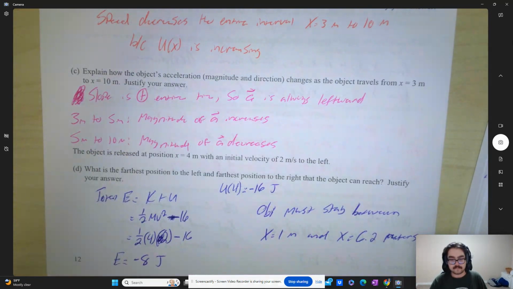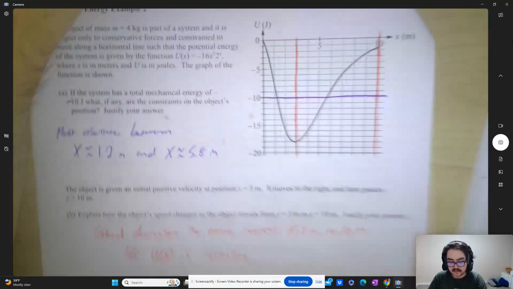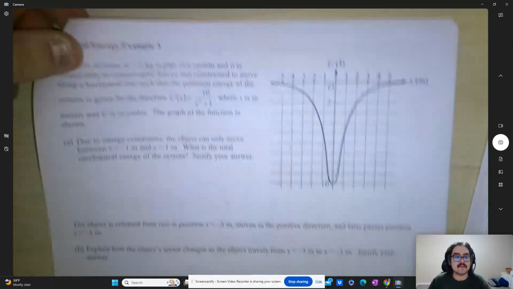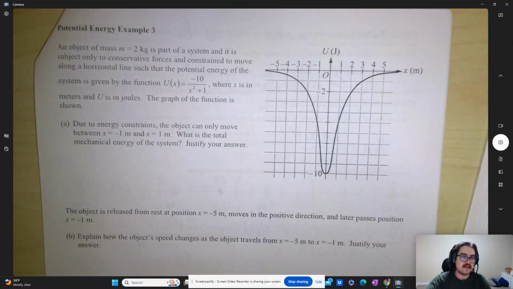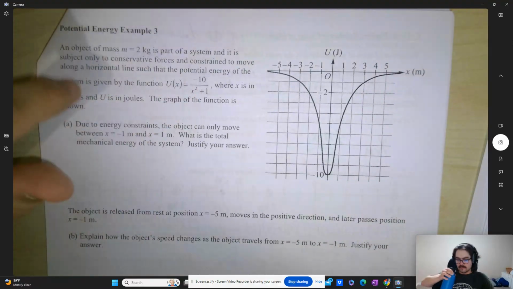And the last potential energy example right here. That's the last potential energy example. This one actually looks very similar to one that's on your homework, I believe. You've got a funky looking function right there.